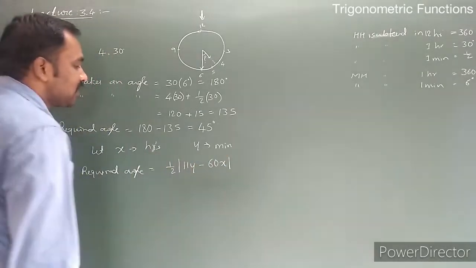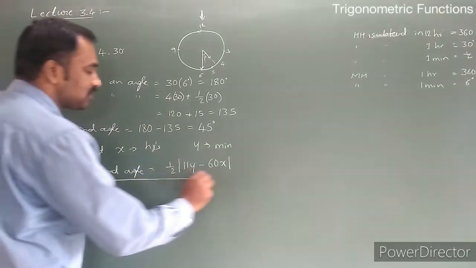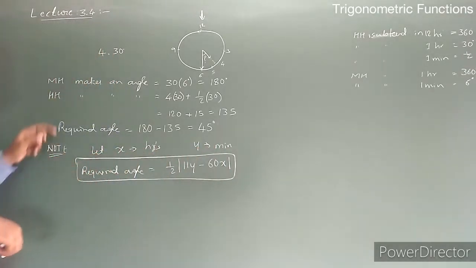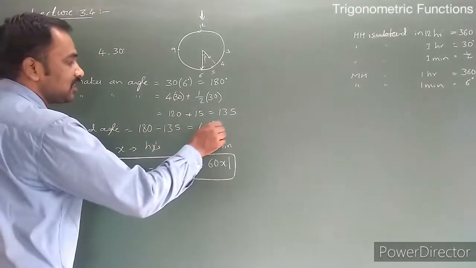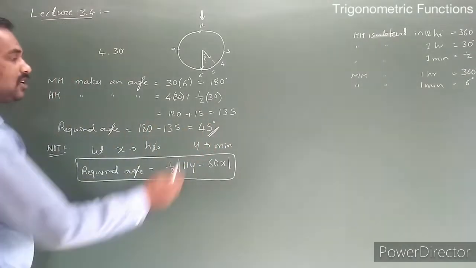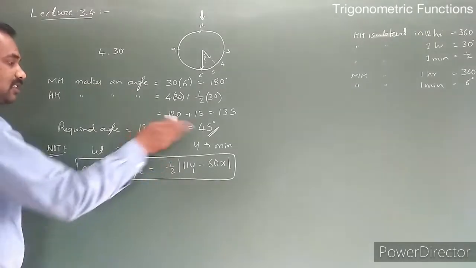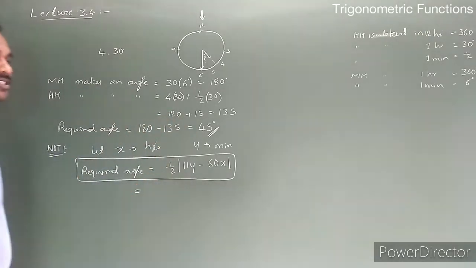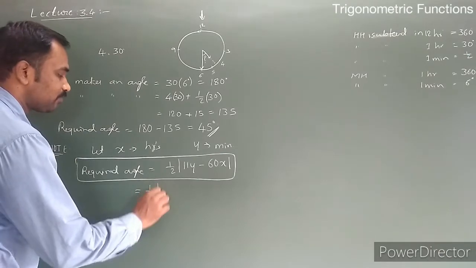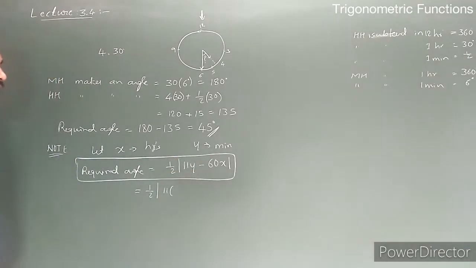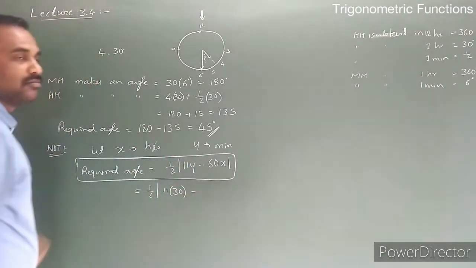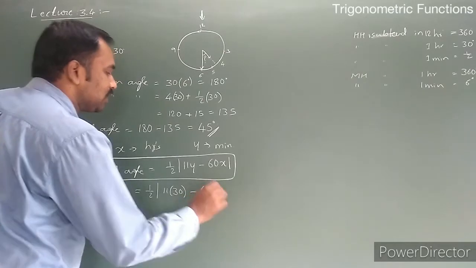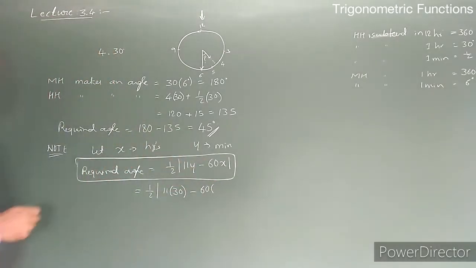For example, previously we solved one problem: at 4:30, what is the angle between the minute hand and the hour hand? The answer we got was 45 degrees. Will we get the same answer or not? Check it. It is 1 by 2 times 11 into y. What does y denote? How many minutes it has moved, 30 minutes, minus 60 into x. What does x denote? How many hours it has moved.